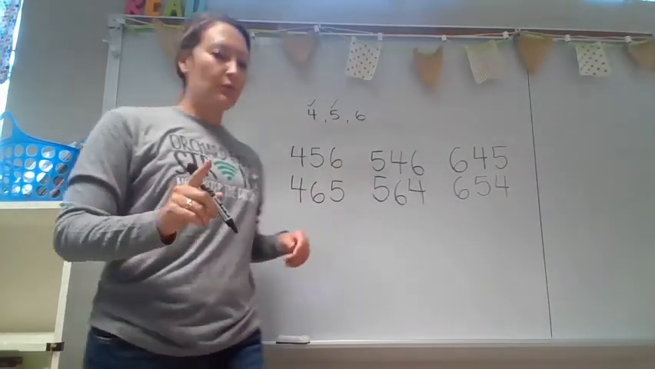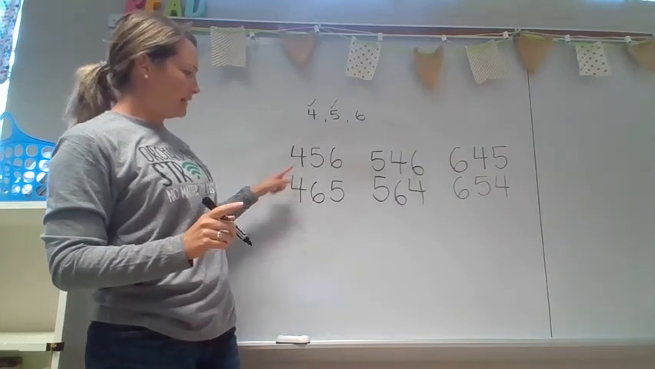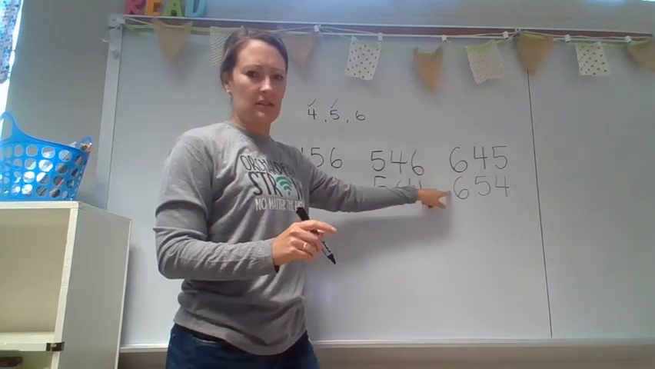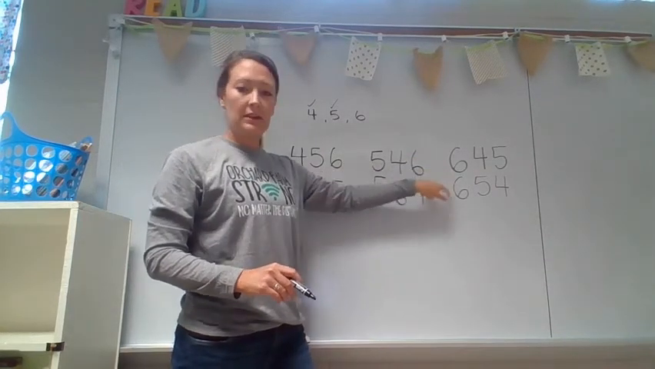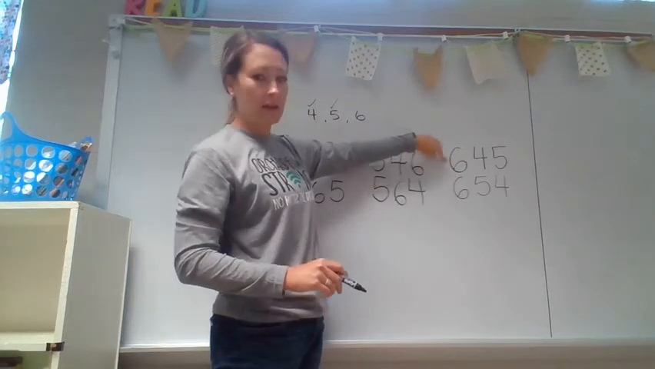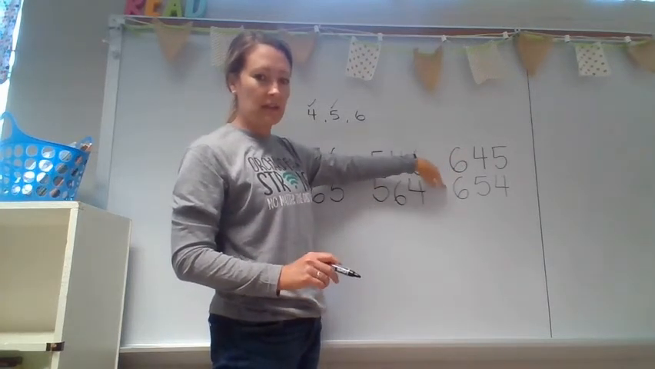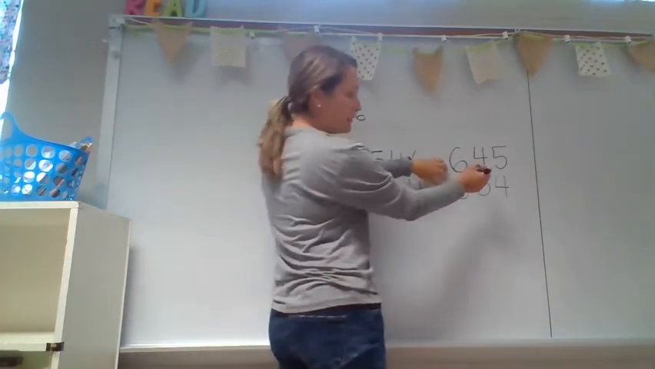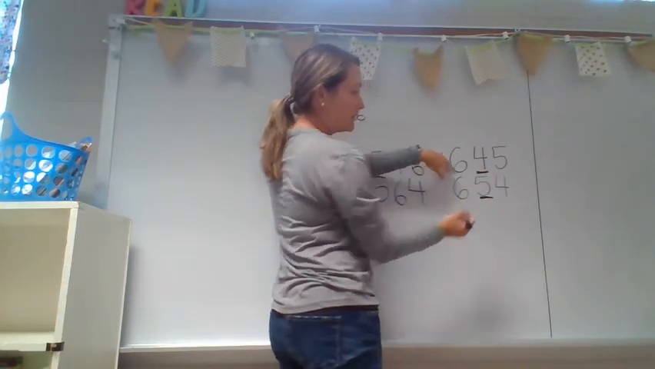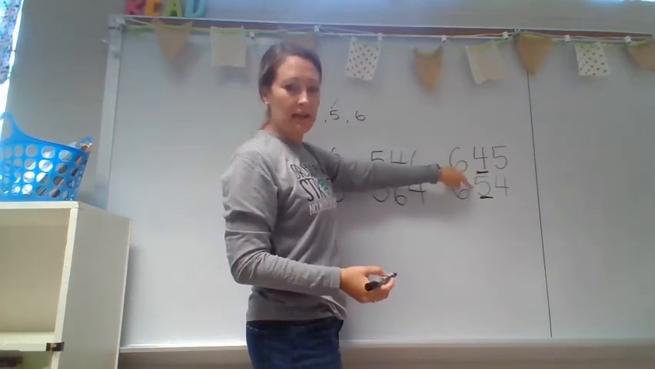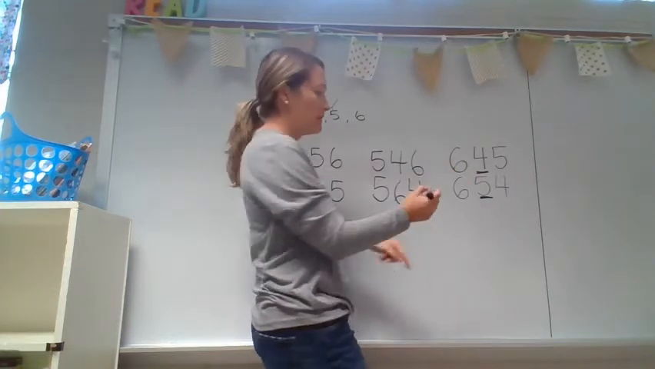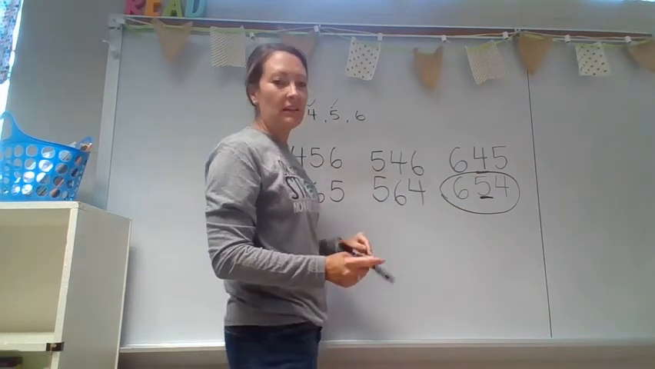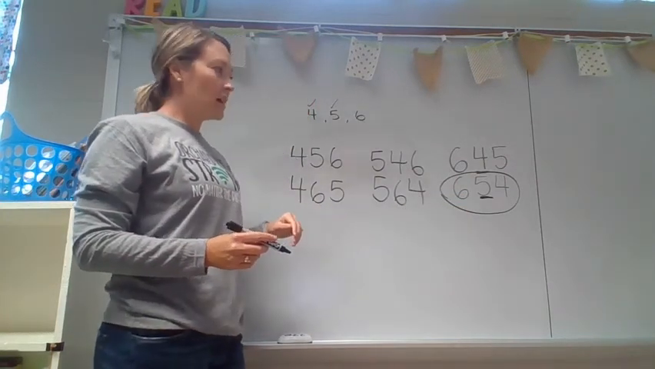So if I'm thinking about the greatest number, do I want to look at my 400s, my 500s, or my 600s? Well, if I'm looking for the greatest, I want the 600. So I'm going to compare this number, 645, to this number, 654. So if my hundreds are the same, then remember I go to my tens. This one has 4 tens. This one has 5 tens. So which one's greater? 654.